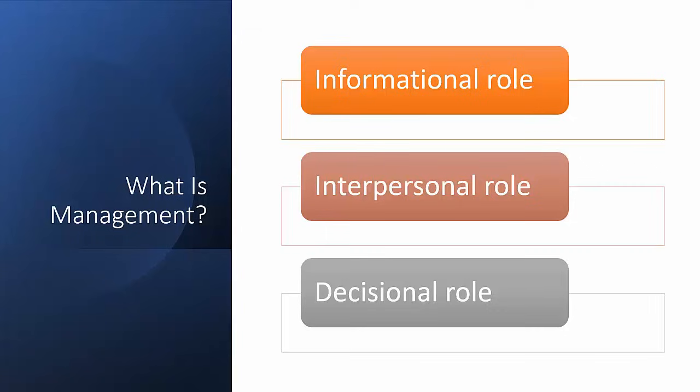But when you're talking about the interpersonal role, they are figureheads. They are the leaders. They are the liaison, the ones who develop and maintain the network outside the office. And when you're talking about the decisional roles, there are entrepreneurs, resource allocators, and negotiators. So these are called decisional roles. Overall, management roles are divided into three parts, and that is how it works in the company.